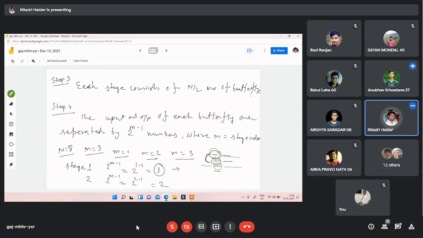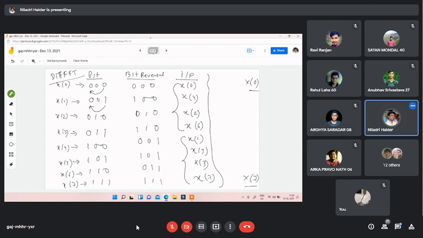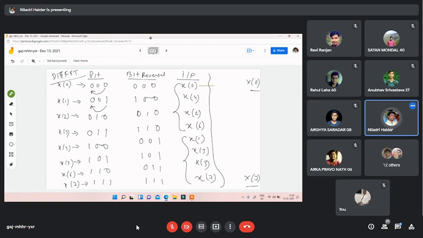Clear now? Sir, 1 and 3rd, meaning the inputs we got after the reversal, the 1 and 3rd. Exactly. After bit reversal you got this: that is your first input bit, second input, third input, fourth input, fifth, sixth, seventh, eighth input.